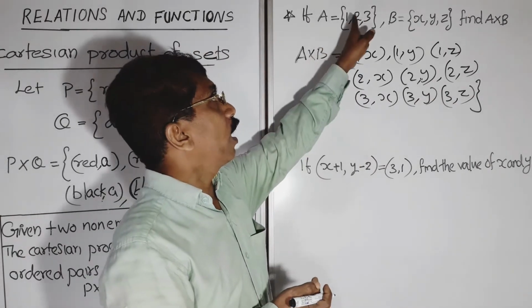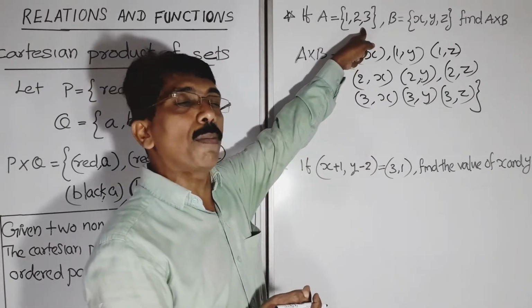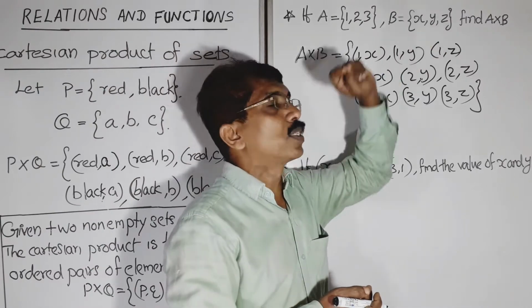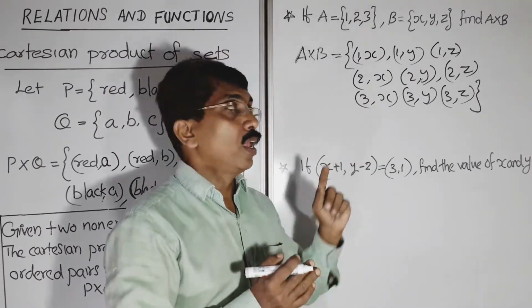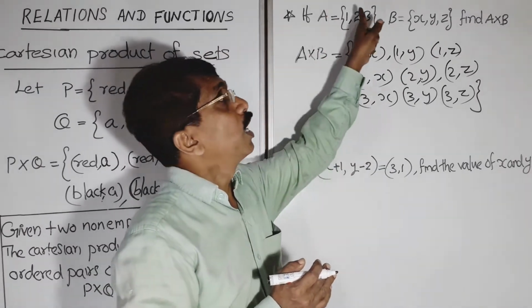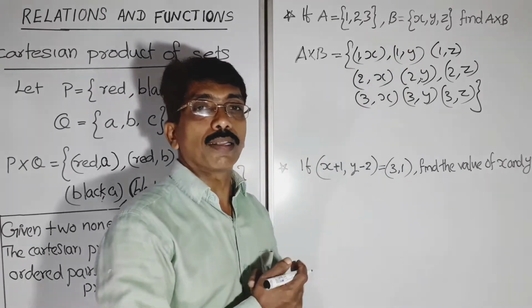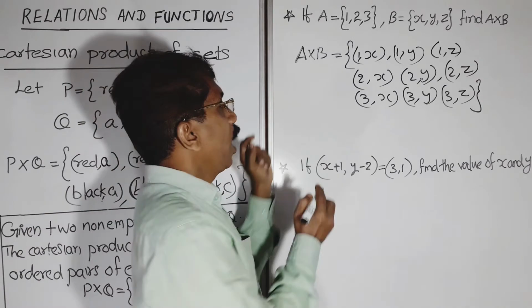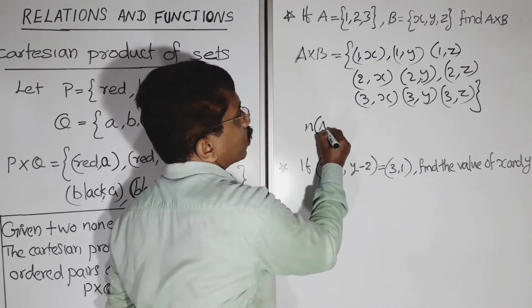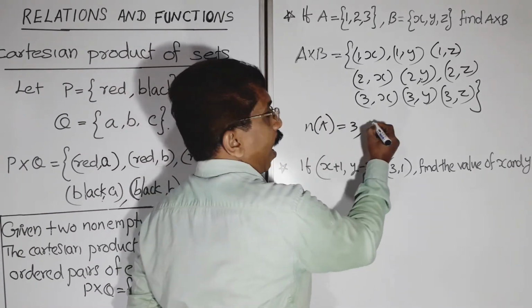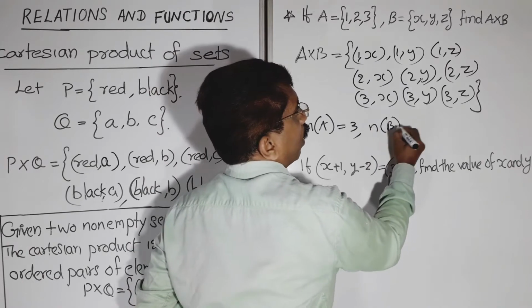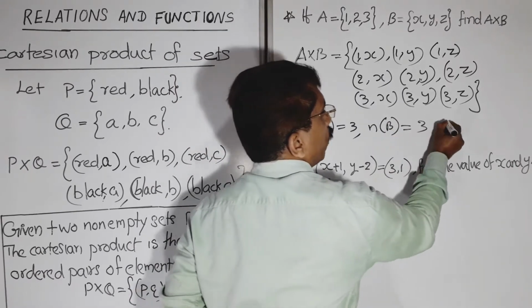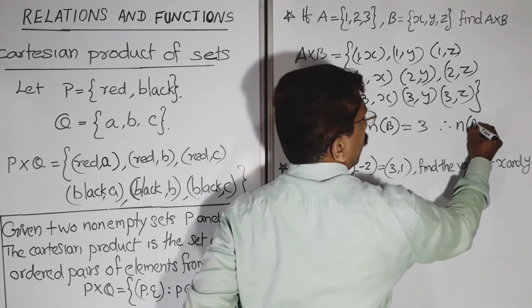Look at here. Here how many elements? 3 objects. 3 elements in A and 3 elements in set B. Then, in A cross B, how many elements are there? 3 into 3. How many elements are there? See, 9 elements. So, n of A is equal to what? We understood n of A is equal to 3. n of B is what? 3. So, therefore, we are getting n of A cross B as what?